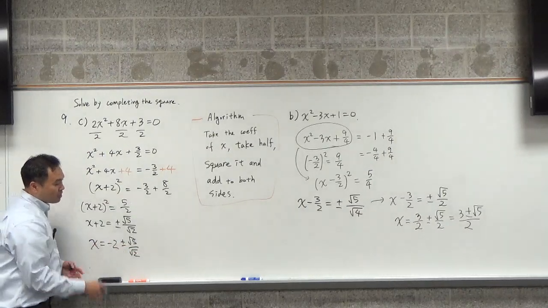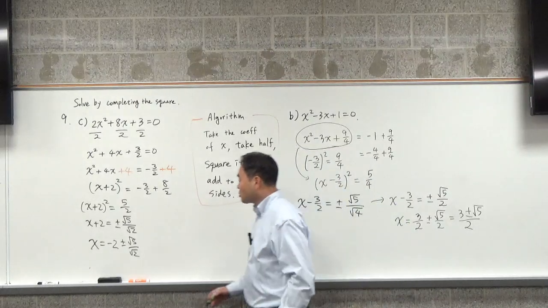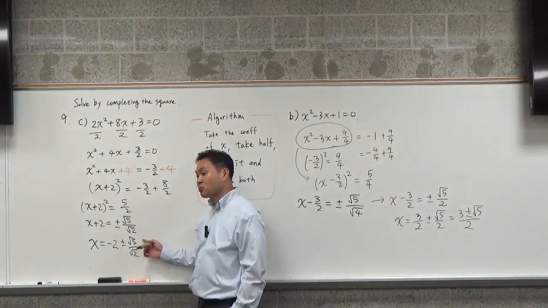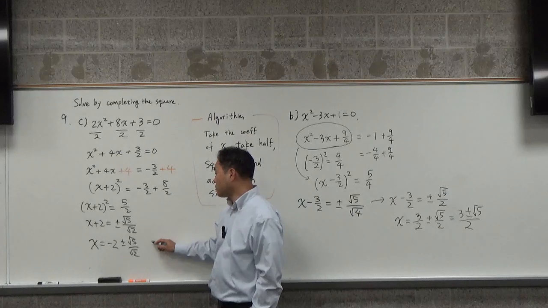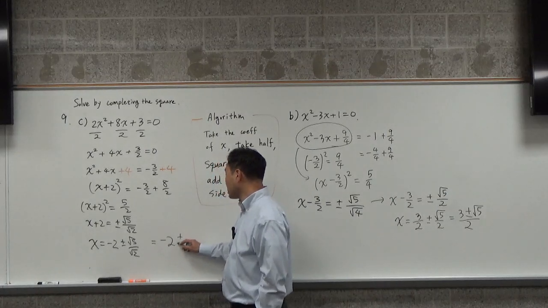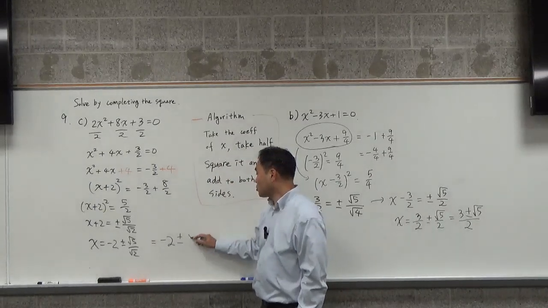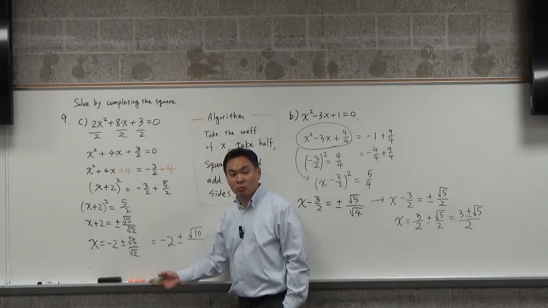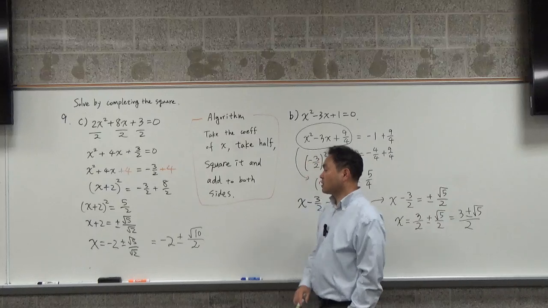Now, I'm going to grade this as full credit, but to really get the correct answer, you need to rationalize the denominator by multiplying by square root of 2 top and bottom, okay? So if you multiply square root of 2 top and bottom, you get negative 2 plus or minus square root of 5 times square root of 2, which is square root of 10, and then square root of 2 times square root of 2 is square root of 4. Square root of 4 is 2. So that's a better answer.